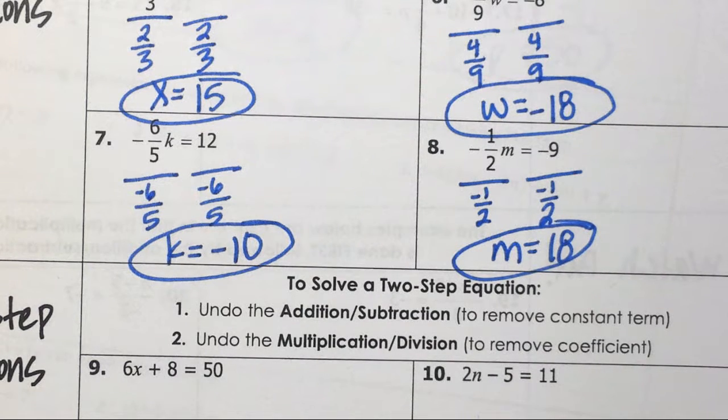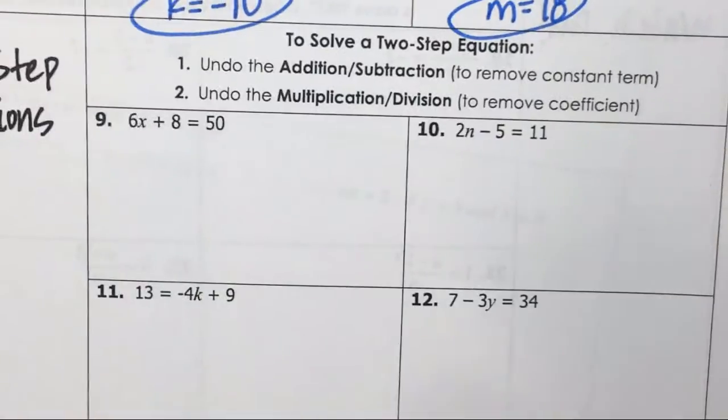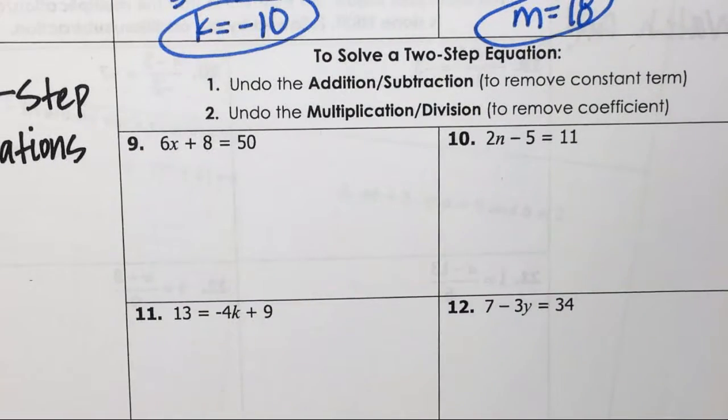Okay, so 1 through 8 should have all been review. That's what we did last week. That's easy. The next part, this is the 2-step equations. So you did do this last year, but we want to spend some time to review it to make sure you really get it before we move on to other things.